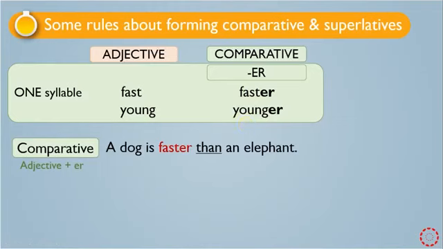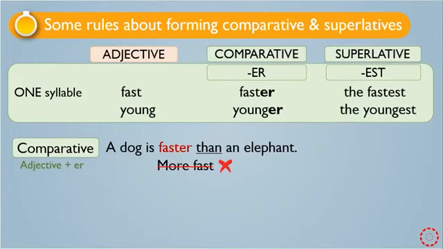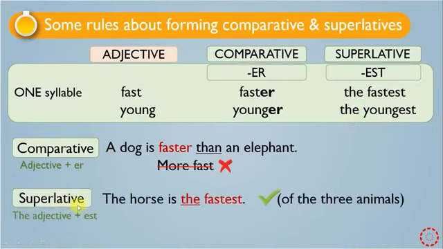Look at this example. A dog is faster than an elephant. We cannot say more fast because fast is a one-syllable adjective and we just add er. We say faster. And for the superlative, we add est to the adjectives, I mean to the one-syllable adjectives. Fast became the fastest. Before the superlative form, we have the article the, and young became the youngest. Look at this example. For the superlative form, the horse is the fastest of the three animals. We have to say the fastest. We cannot say the more fast because fast, as I said, is a one-syllable adjective.